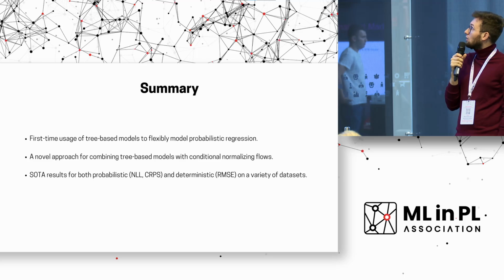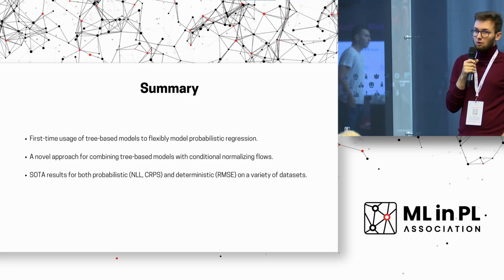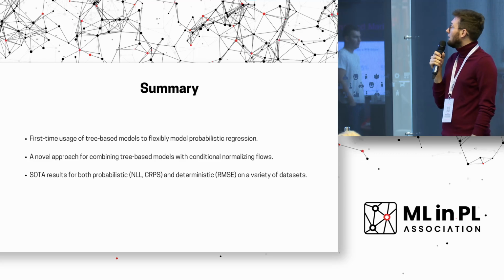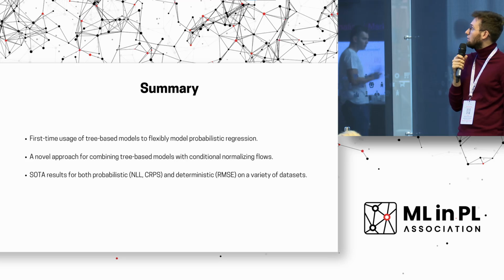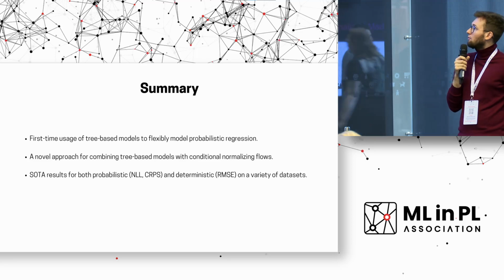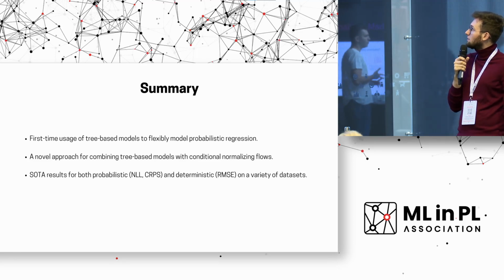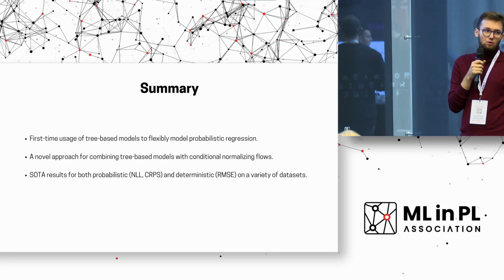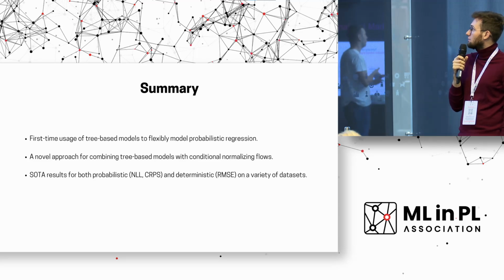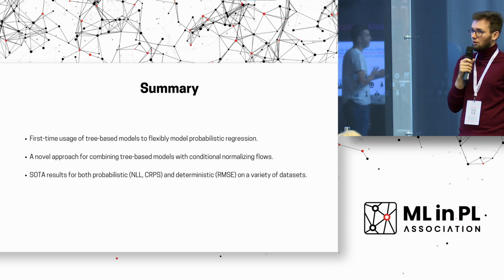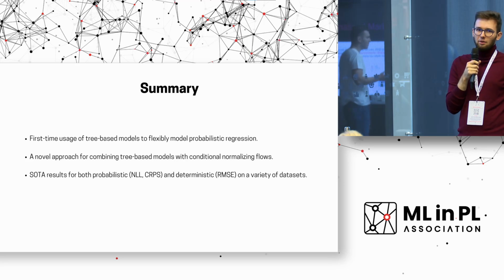So that was all in terms of the presentation. I would like to make a short summary. First of all, for the first time, we've seen the usage of tree-based models to flexibly model probabilistic regression. We provided a novel approach for combining tree-based models with conditional normalizing flow using a binary forest representation. We also obtained SOTA results for both probabilistic and deterministic predictions on some data sets where the distribution is more complex than Gaussian.